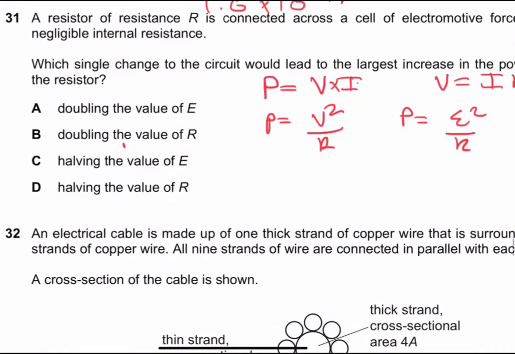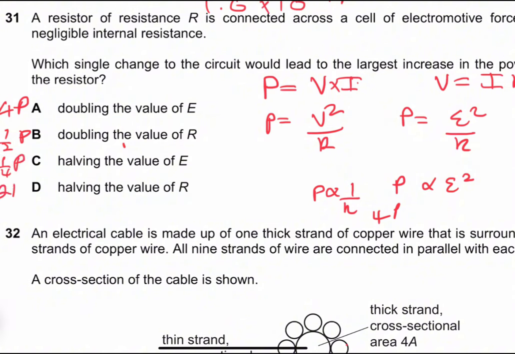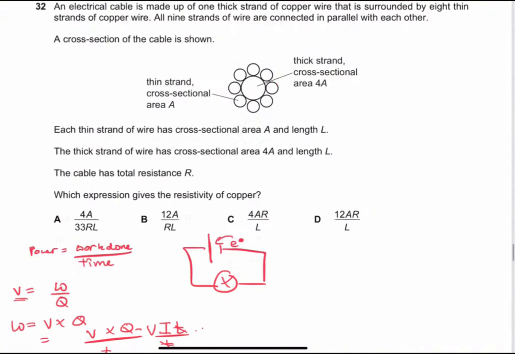So we're looking at what gives the largest increase in the power dissipated in the resistor. Think about this. E is directly proportional to power, so if we double the value of E, we get 4P, four times the power. P is inversely proportional to R, so if we double the value of R, we get half of P. If we halve the value of E, we get 1/4 of P. If we halve the value of R, we get 2P. So the answer is A. That is where we have the highest increase in power.